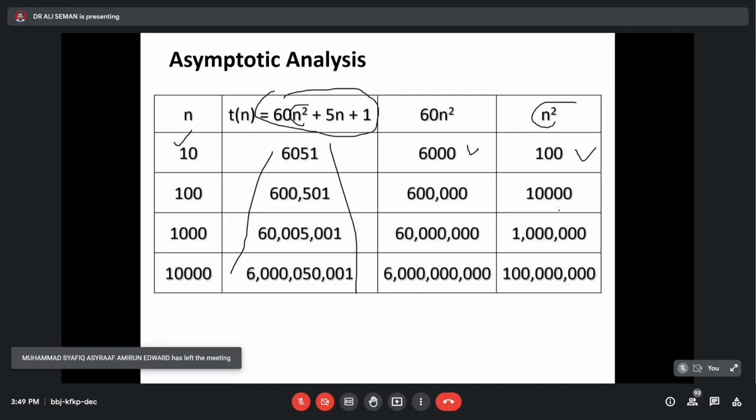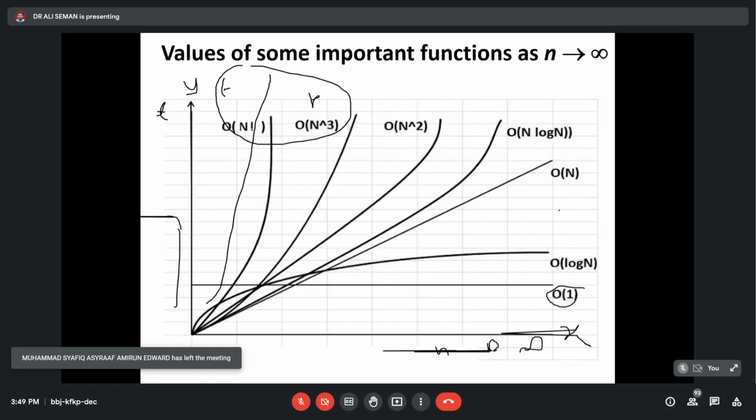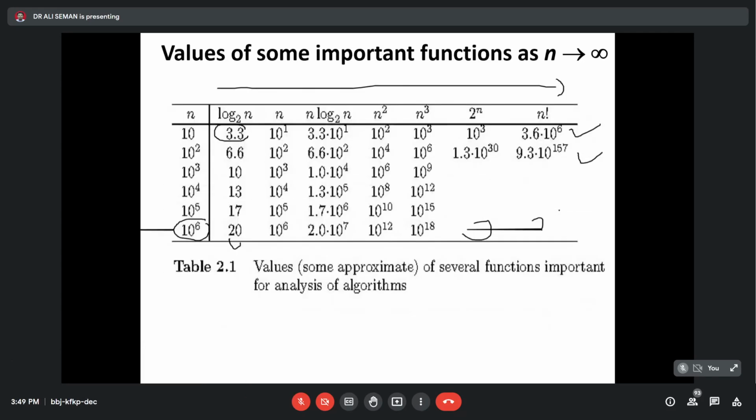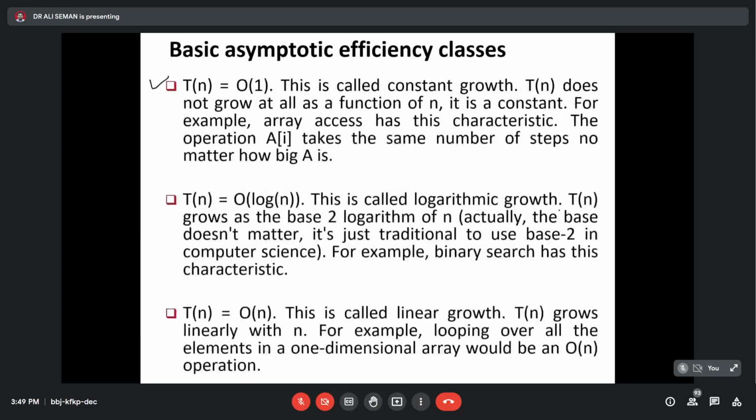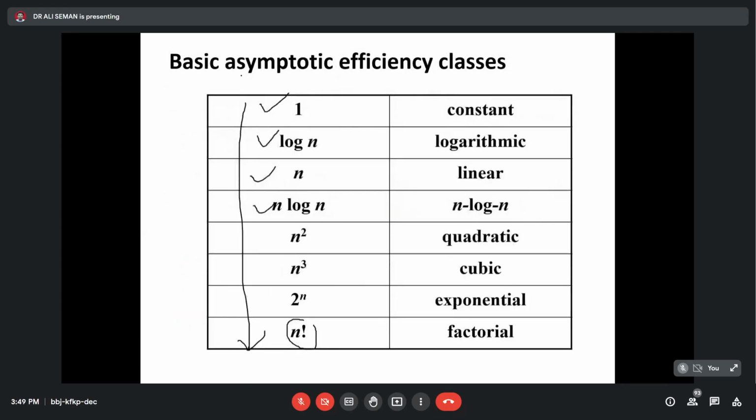Maksudnya macam kalau ikutkan yang paling laju sekali, logaritma lah. You are talking about order of growth, right? Yeah. So maksudnya daripada atas tu paling laju sampai yang bawah tu paling lambat, macam tu. Yes, correct. Mean in terms of efficiency, yang atas paling efficient. Okay.